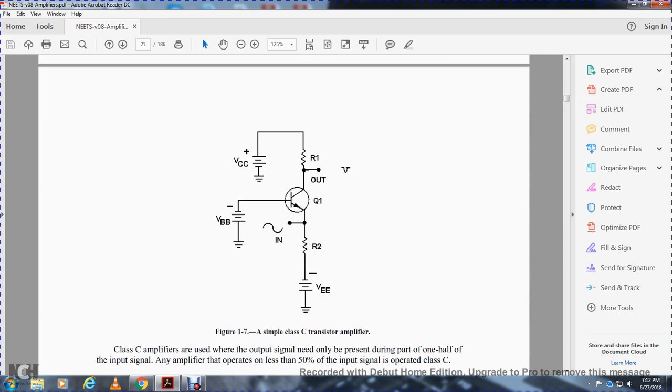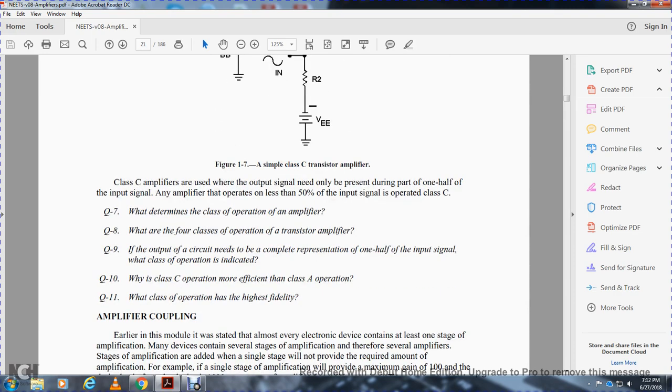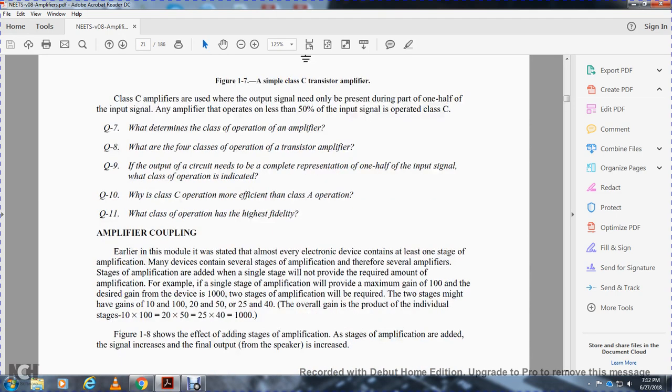Figure 1.7 shows the simple Class C amplifier: resistor, transistor, resistor 1, resistor 2, output wave, input wave. Class C amplifiers are used where the output signal is needed only during part of one half of the input signal. An amplifier that operates on less than 50% of the input signal is operating in Class C.